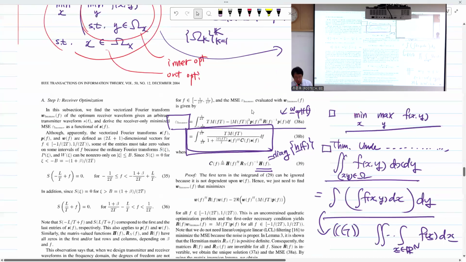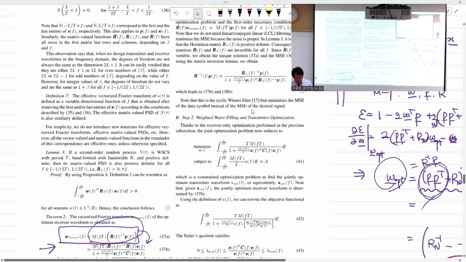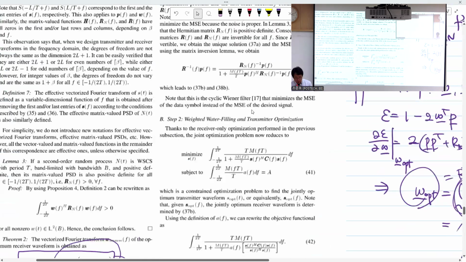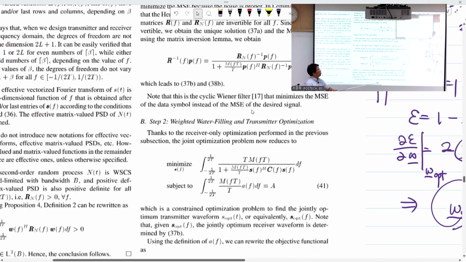So now our problem is simplified to our auto-optimization problem without W of F. And that problem is like this. We want to find S subject to this one. And here A is what? A is S of F magnitude squared.